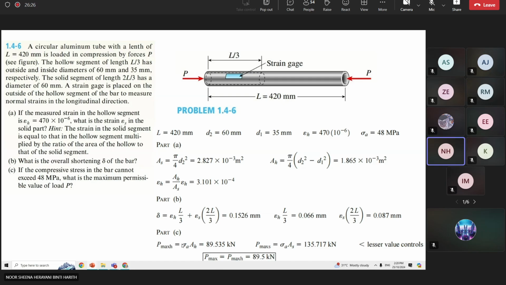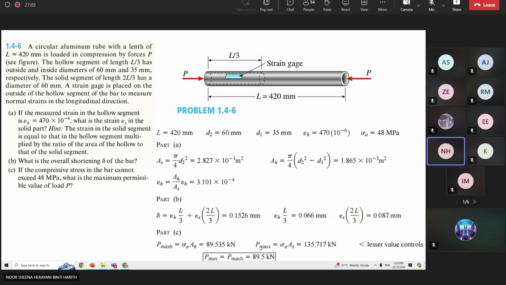Okay, sigma A is the stress for aluminium, 48 megapascal, times AH, the area of the hollow section. So the force applied for the hollow section is 89.535 kilonewton. For the solid section, it is sigma aluminium times the area of the solid part, so you get 135.717 kilonewton.